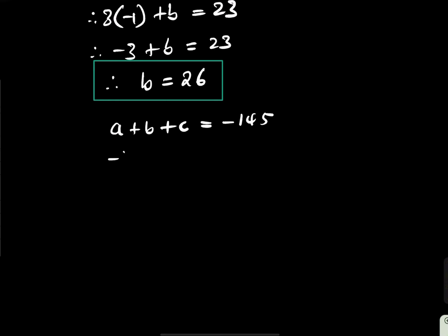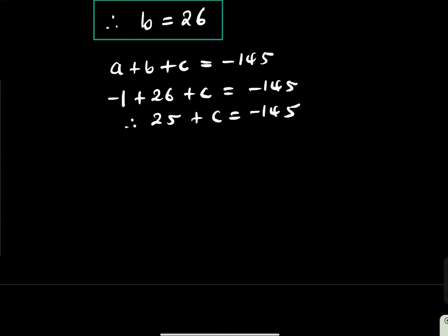You have your A is negative 1. You have your B is 26. And then plus C is equals to negative 145. So therefore, this is going to be 25. And then 25 plus C is equals to negative 145. And as a result, you're going to get C is equals to negative 145 minus 25. Therefore, C, you get beautiful stuff there. And then it's a negative number. So it's negative 160 and then 5, and that is negative 170. All right, 170, just right there.